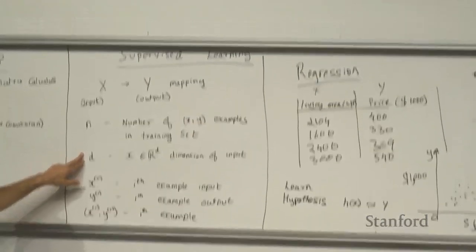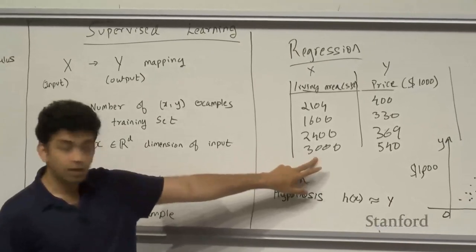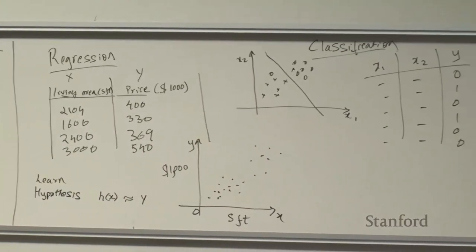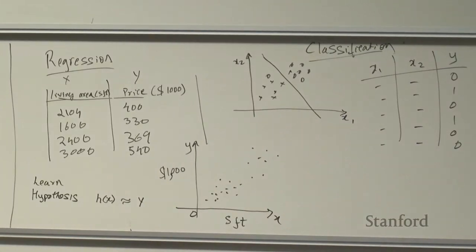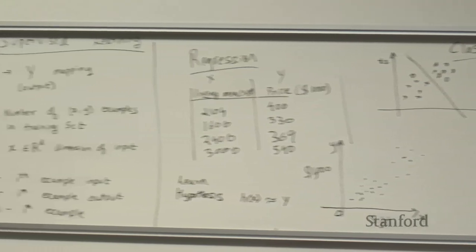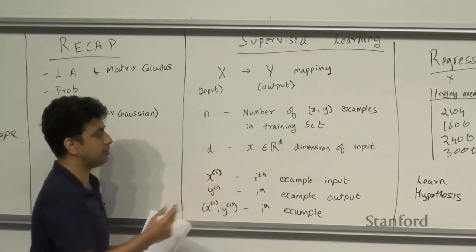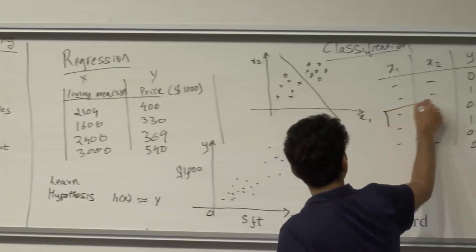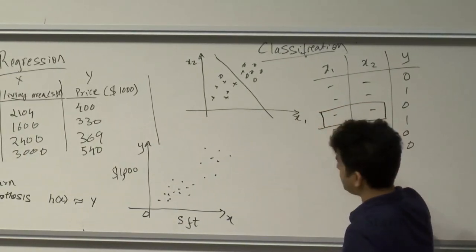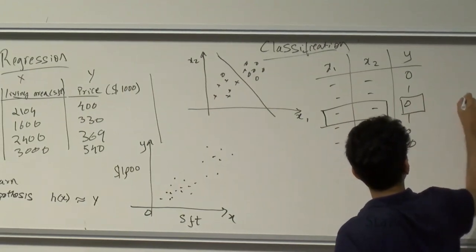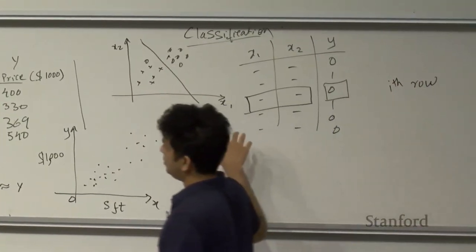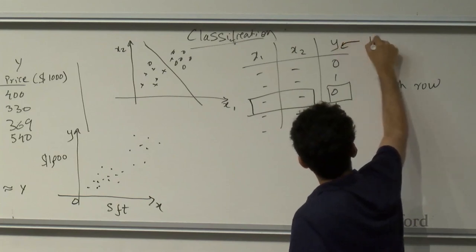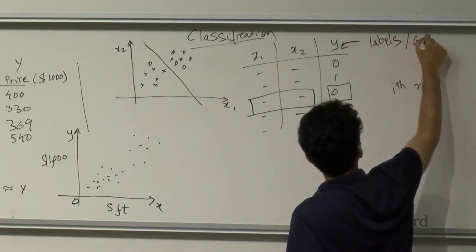Now, d is going to be the number of dimensions of our input. In this case, d was 1. In this case, d is 2. But d could be an arbitrarily large number of dimensions of the input, and we're going to use superscript i with a parenthesis to indicate that it is the ith example. So x^(i) would be the x1, x2 of the ith example, and y^(i) will be the corresponding label.